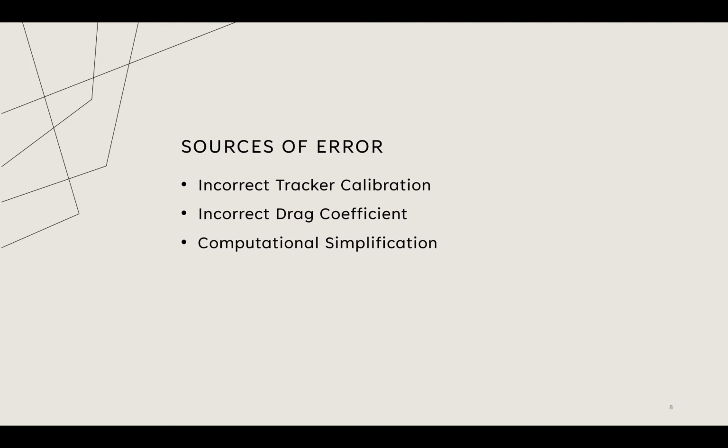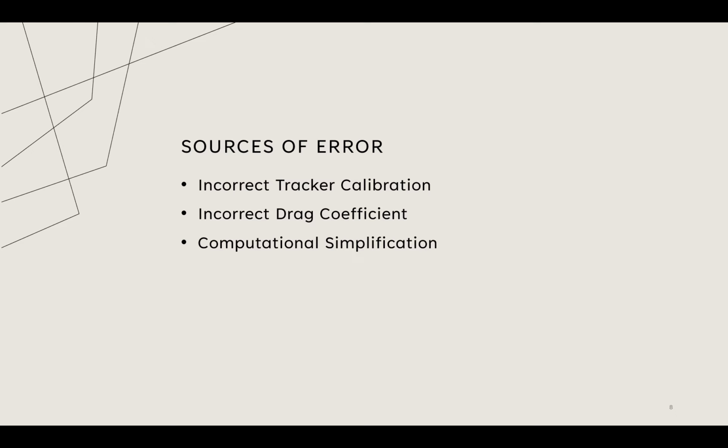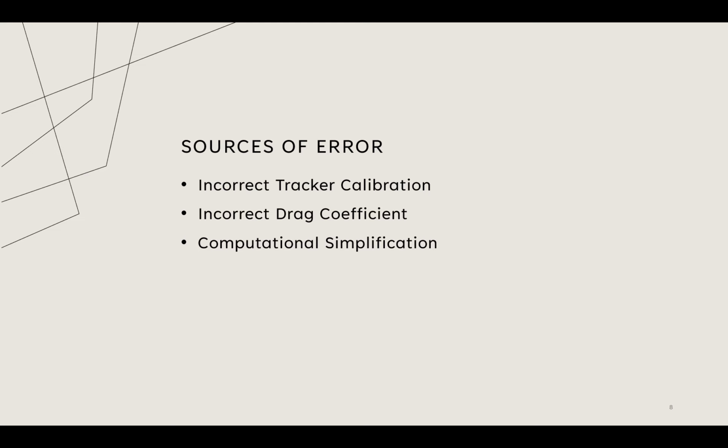The second source of error is incorrect drag coefficient. As I told you, we calculated this drag coefficient using experimentation, basically just trying different numbers and seeing what they look like in the output. So we could have used an incorrect proportionality constant for the drag force. And thirdly is computational simplification. Obviously, the computational model doesn't account for every force possible that can be acting on the paper ball, so this could also contribute to error.